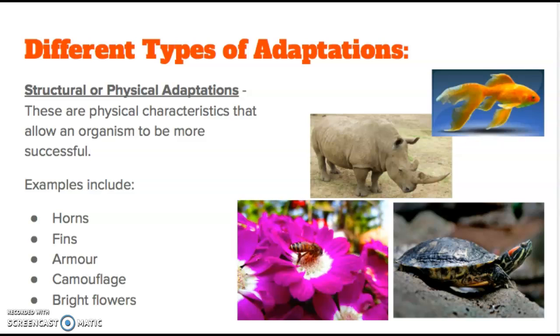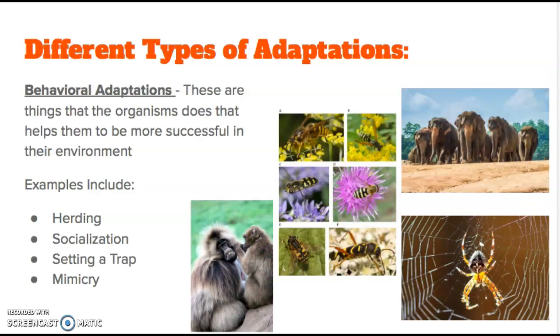The second type of adaptation that we haven't talked about is behavioral adaptations. So go ahead and jot down this definition and the examples. Behavioral adaptations are anything that the organism actually does. They're behaviors that make them more successful. So that could be living in a herd. Living in a herd like the elephants.